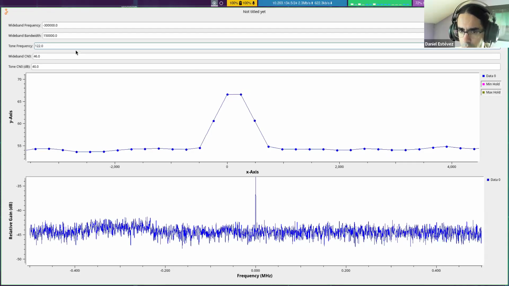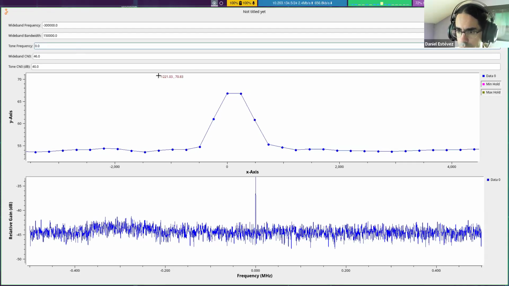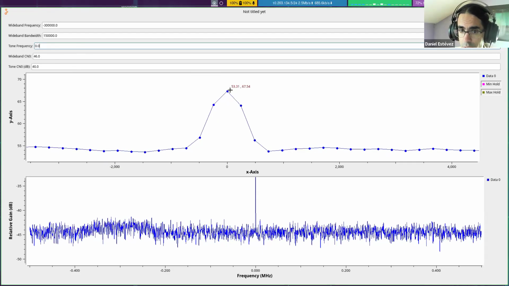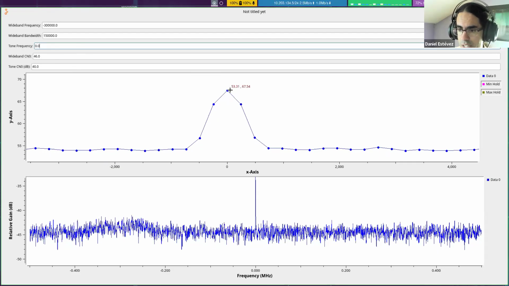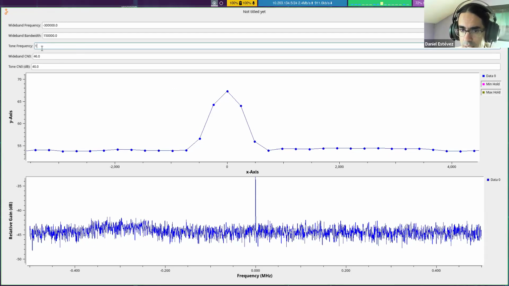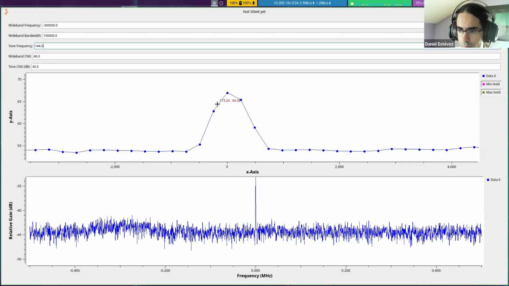It's 66.6, more or less. Remember that it was 67.5. So we have lost pretty much 0.9 dBs because our signal happens to be halfway between two bins.